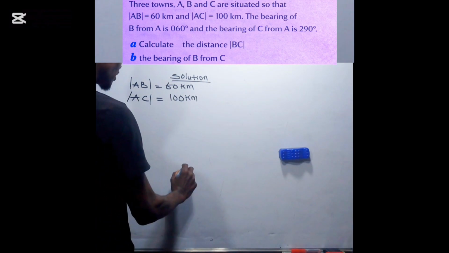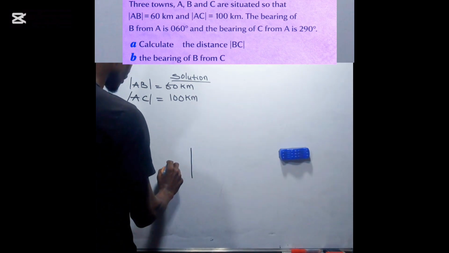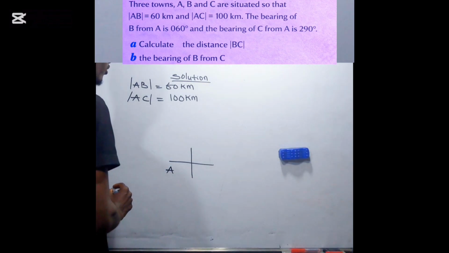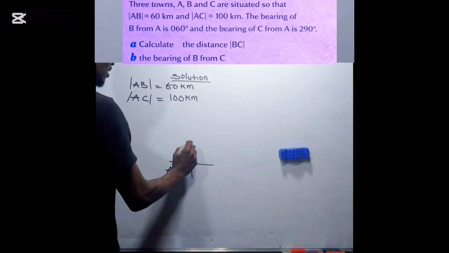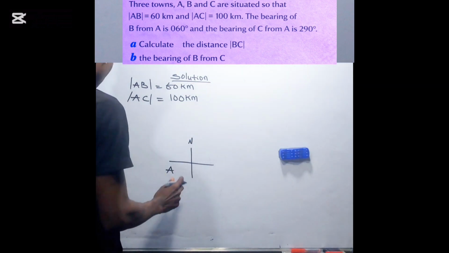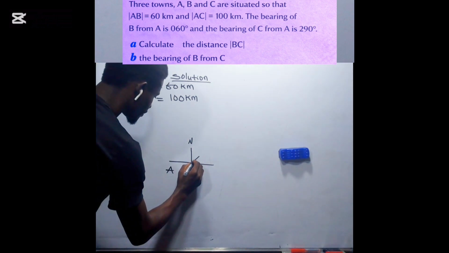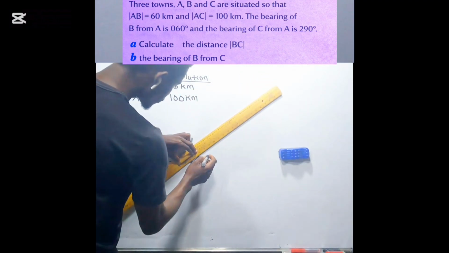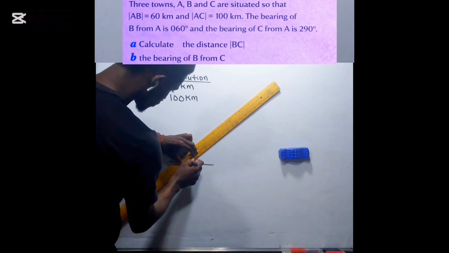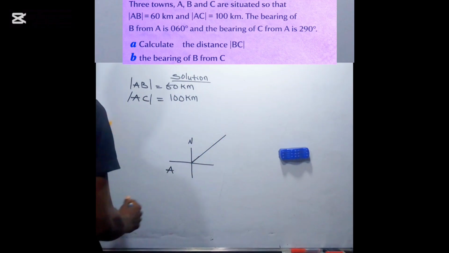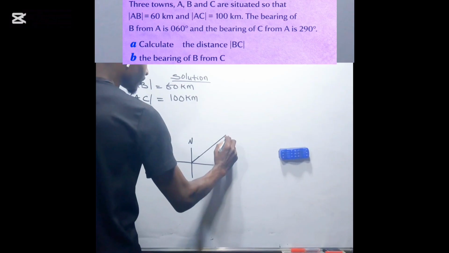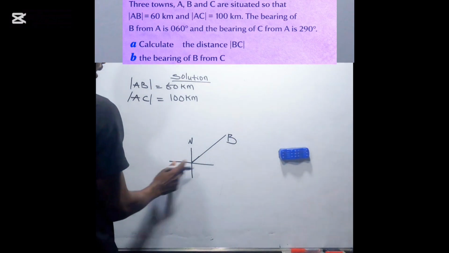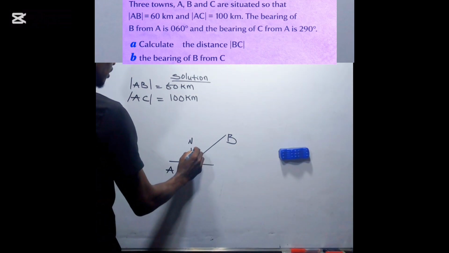So let this be point A, and the bearing of B from A is 60 degrees. So from north of A, 60 degrees should be somewhere here. And B from A, so let's construct B. All right, let this be point B. B from A is 60 degrees. So here is 60 degrees.